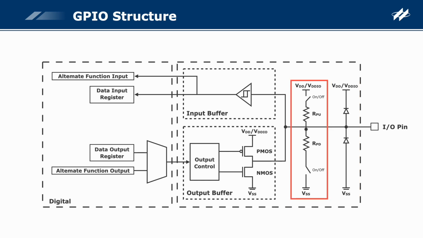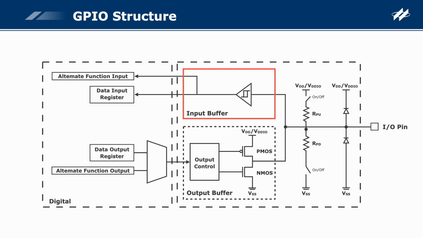The second circuit contains a pull-up resistor and a pull-down resistor. When the pin is set to input and there is no external signal, the pull-up or pull-down resistor can stabilize the pin at a high or low level to avoid a floating state and reduce the effect of noise or interference.